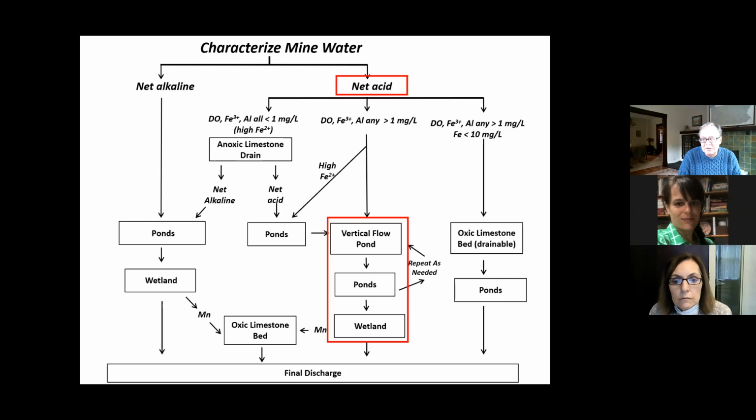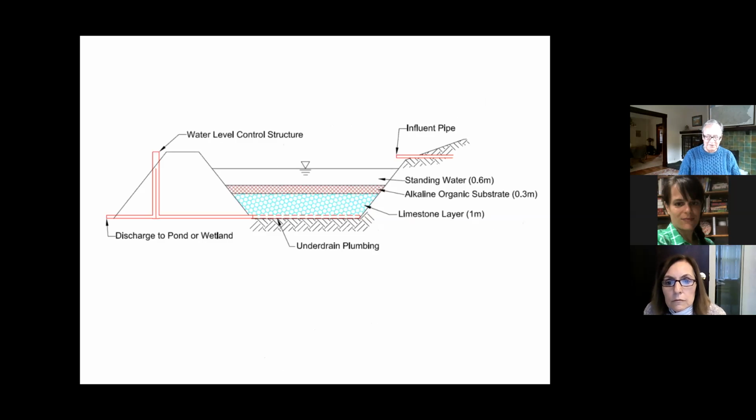And in that kind of system, you have a vertical flow pond. You discharge into ponds and wetlands to polish the water coming out of the vertical flow pond, and that's your system. And this is what a vertical flow pond looks like. It's a pond that has a layer of, in this case, 3 feet of limestone aggregate at the bottom, covered with 1 foot of alkaline organic substrate that has standing water on top of it. And the system is flooded because of water level control structures that are installed.